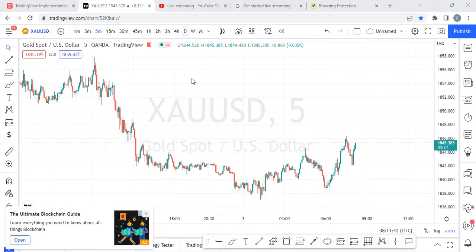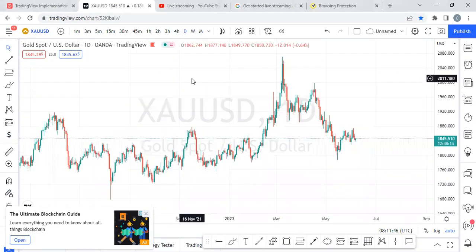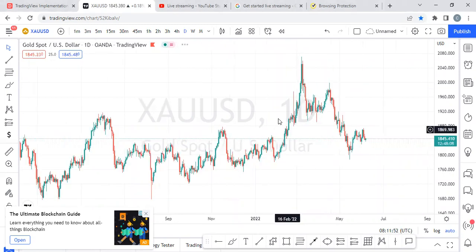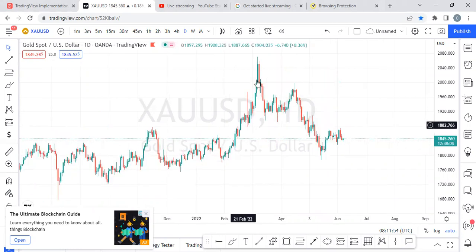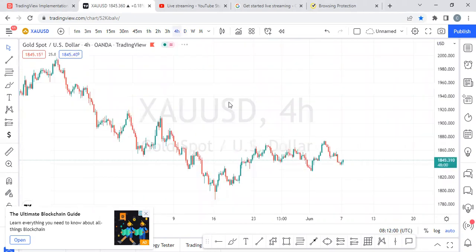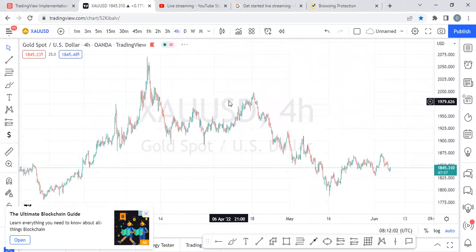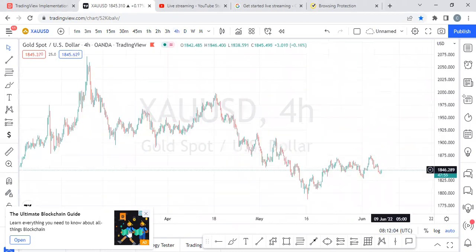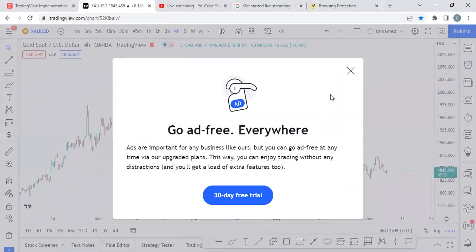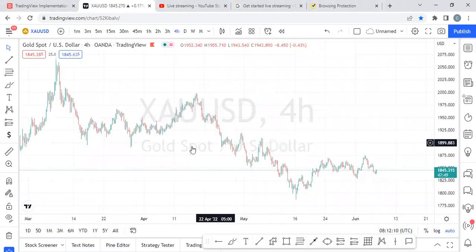Let's look at this. Let's start with gold. Looking at the structure of gold, we can identify that... let me go to the 4 hour. You can see that gold has some sort of bearish structure. Look at what gold has been doing.